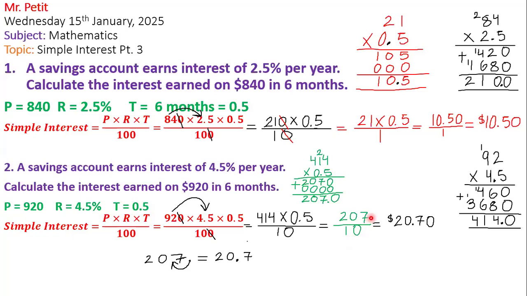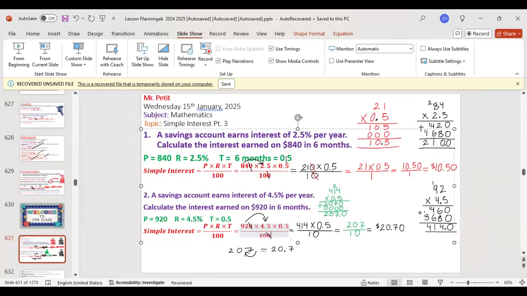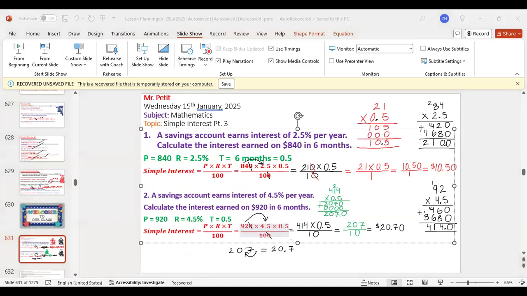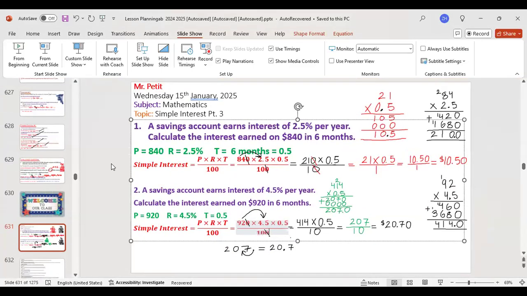Have you already sent in this work? Let me know if you already sent in this work. Yes, sir. Okay, what should we do? Should we do quiz or graded exercise? Quiz. Quiz. Mr. Petit, may I use the restroom really quickly, please? Yes, you can.